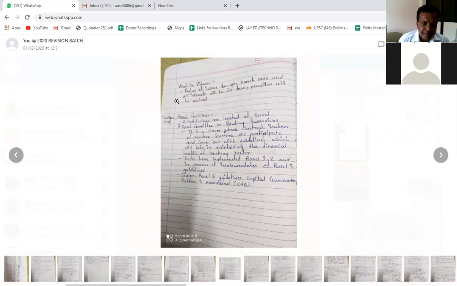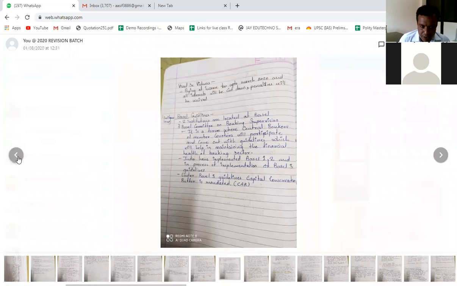The next is Basel Guidelines. Two institutions are located at Basel. The Basel Committee on Banking Supervision is a forum where central bankers of member countries participate and come out with guidelines which help in maintaining the financial health of the banking sector. India has implemented Basel 1 and 2 and is in the process of implementing Basel 3 guidelines. Under Basel 3 guidelines, the capital conservation buffer is mandated, that we have already discussed.